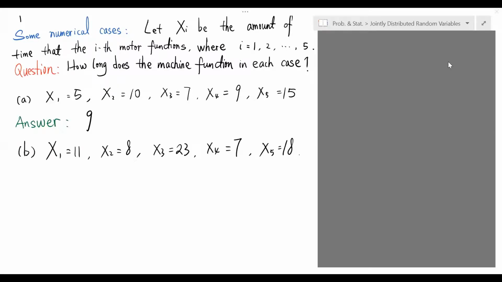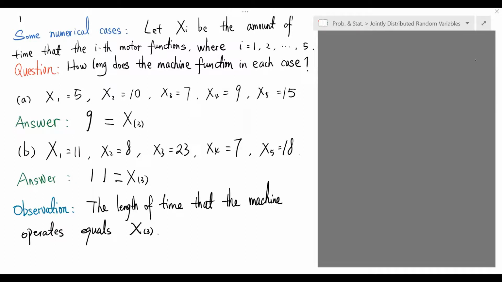Let's look at case B. At time 7, the fourth motor stops running. At time 8, the second motor stops running. At time 11, the first motor stops running. And at the same time, the machine will stop operating as well, because there are only 2 motors working normally. Therefore, the machine would work up to time 11 in this case. In terms of order statistics, both of those 2 stopping times are equal to the third order statistic.